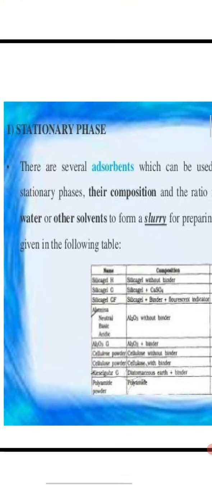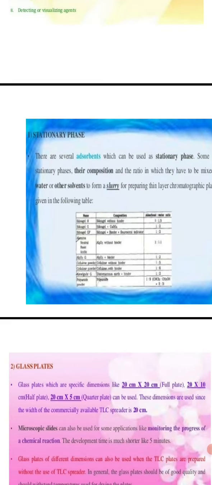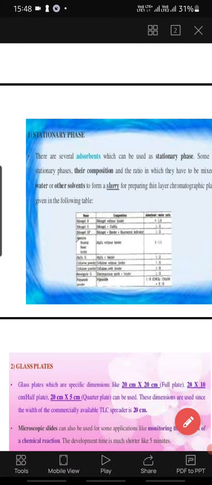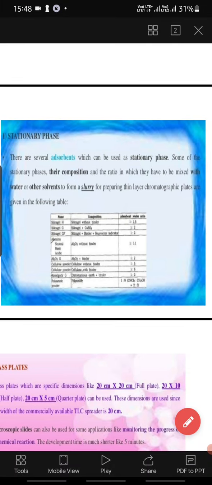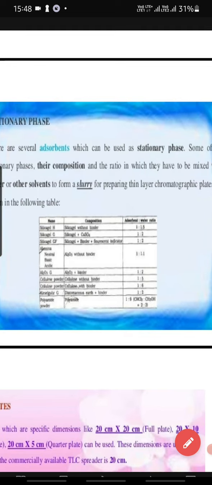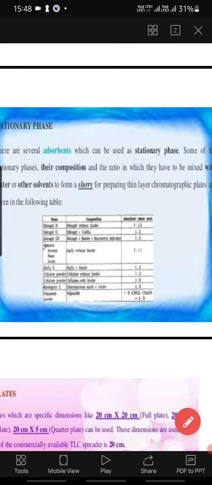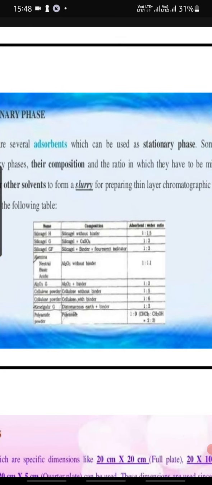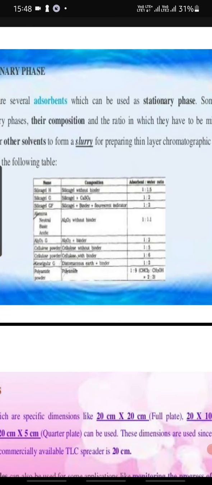So in the first point, that is the stationary phase, so there are several adsorbent which can be used as a stationary phase. Some of the stationary phases, their compositions and the ratio in which they have to be mixed with the water or other solvents to form a slurry for preparing thin layer chromatographic plates as given in the following tables. So here are some adsorbent which is used as a stationary phase, or which is used to form a slurry as a stationary phase with some solvents. So there is the composition.